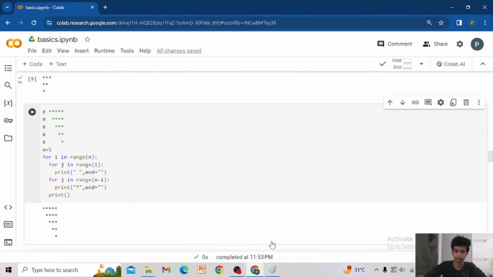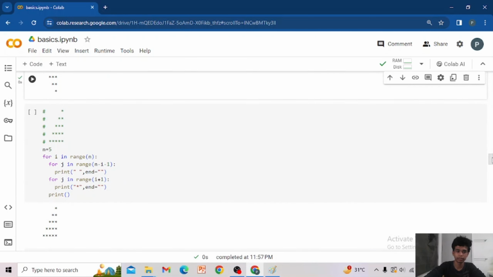See here. First of all, I'm going to print the space for i times. Then I will print star for n minus i times. That's all about the solution. Let me submit it. See here, it is correct. Now let's go to the next problem.